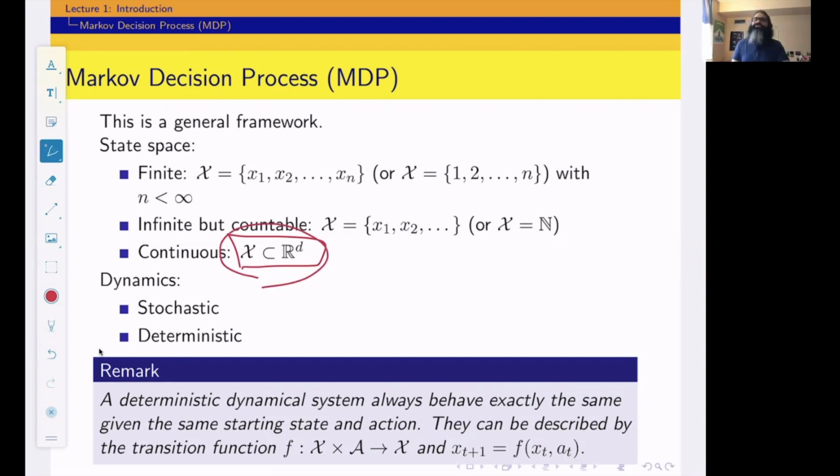And I guess the use of continuous is not completely accurate, but that's how people use it. Whenever real numbers come into the picture as a part of state or action, we call it a continuous MDP.